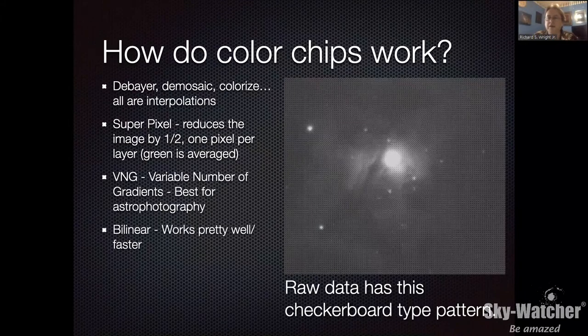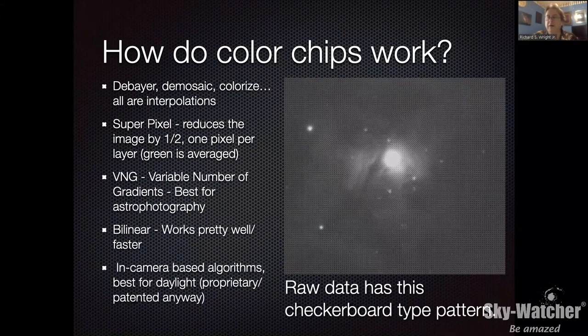There are different algorithms for converting debayer into color. I've been having a lot of discussions with a customer and another camera company about this. How do I debayer my images? And there's a lot of confusion that the debayer pattern is somehow altering their data when you try to display it in color. The raw data looks like this. It looks like this checkerboard pattern. The debayer pattern is nothing but a hint to tell me how to turn that into color data. So if you debayer in VNG, the underlying data is exactly the same.